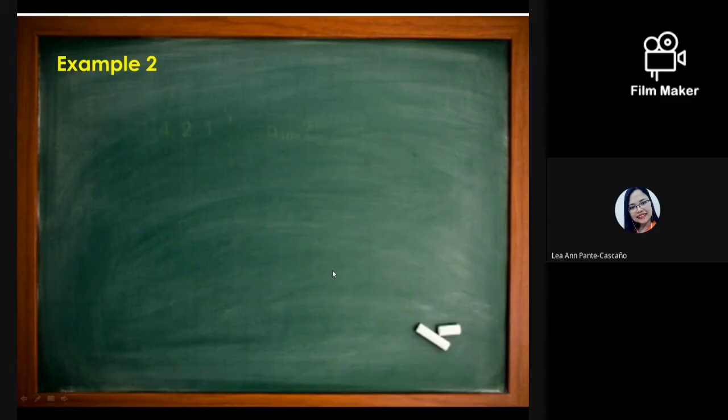Example number 2. Given sequence is 4, 2, 1, 1/2, and so on. And we're looking for the 10th term. We are looking for the 10th term of the geometric sequence, or simply a sub 10.